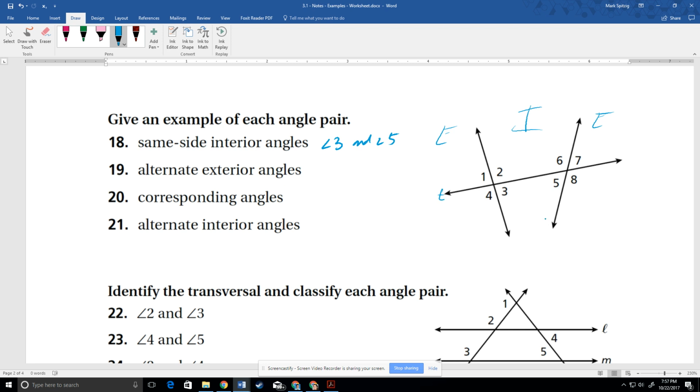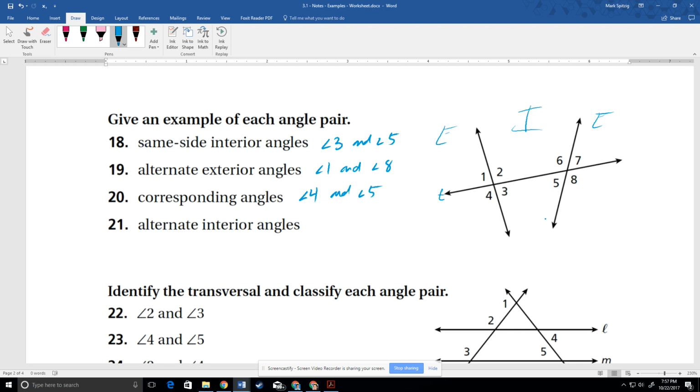All right, and then we have our alternate exterior angles. So we're looking on the exterior. So one alternate side from the other group, or the opposite side, same thing, right? 1 and 8. There, of course, 4 and 7 would work as well. Corresponding angles, we'll just say, let's do bottom left. That's angle 4. And then bottom left is angle 5.